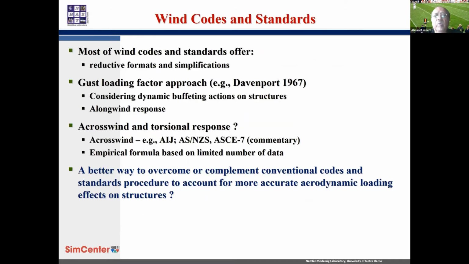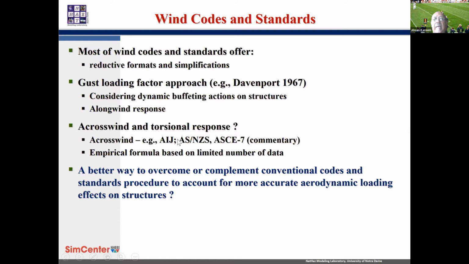Just very quickly, I won't go into the details because in my diagram, I had wind codes and standards. Basically wind loads and standards, wherever you go, are all based on the gust loading factor approach back to 1967 by Professor Davenport. And it basically deals with buffeting action. That means only in the direction of wind. That can be mathematically tractable, but once you go to a crosswind or torsional response, there are issues. We cannot use that theory.